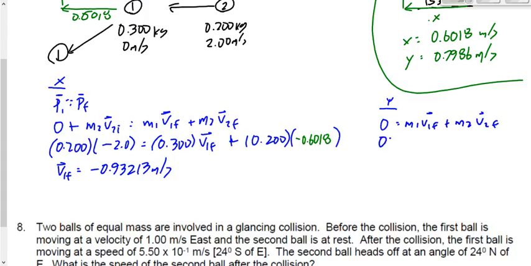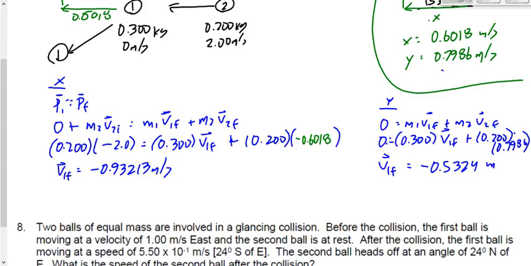We got 0.300 times V1F plus 0.200 times V2F was, what was it, 0.7986? It's positive because it's upwards. Solve for V1F here. It works out to be negative 0.5324.